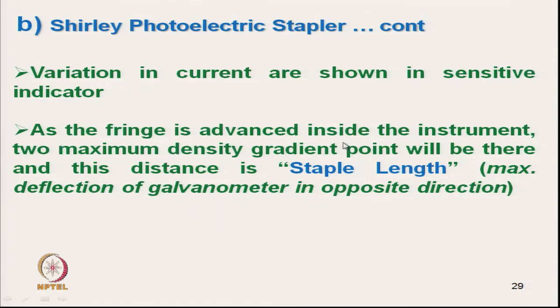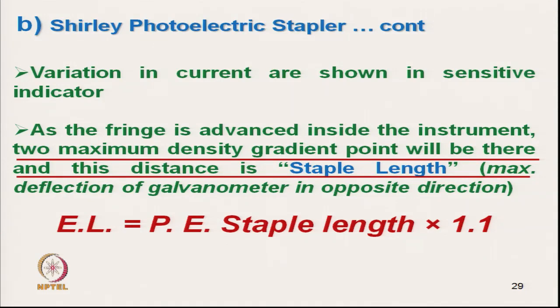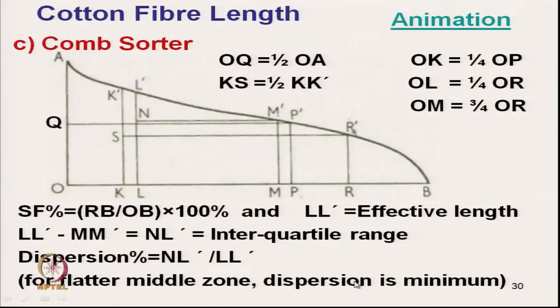As the fringe is advanced inside the instrument, two maximum density gradient points are detected. This distance is the staple length, shown by maximum deflections of the galvanometer in opposite directions. So, that is the distance we can calculate, and if we multiply this staple length by 1.1, we will get a rough idea about the effective length. This is the typical equation. Next is the Kamm-Schroeder diagram.